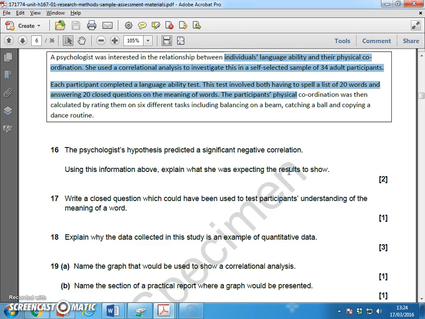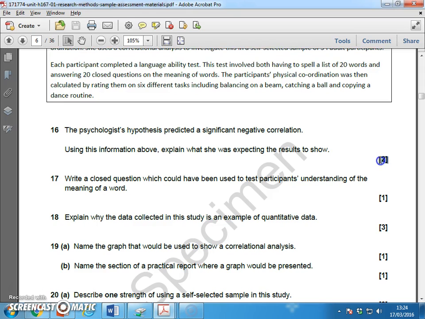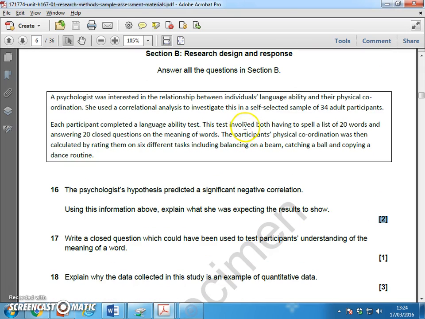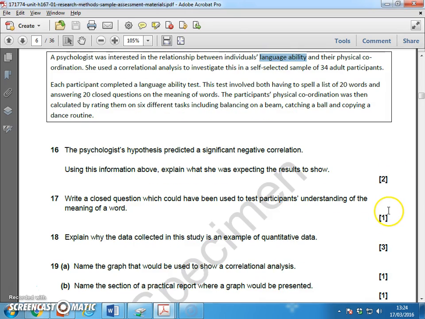Imagine you've got a highlighter and after you've answered each question, you're going to underline, you're going to highlight where you've talked about either variable 1, physical coordination, or variable 2, language ability. Okay? You need to have made it clear that you're referring back to the article. Otherwise, you'll be getting the maximum of half marks on each question.